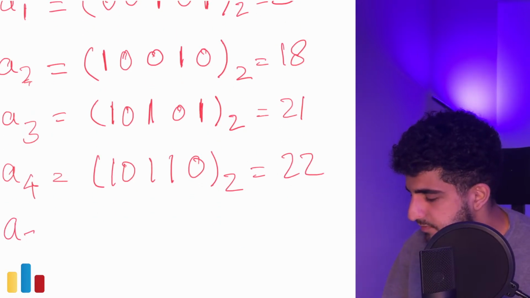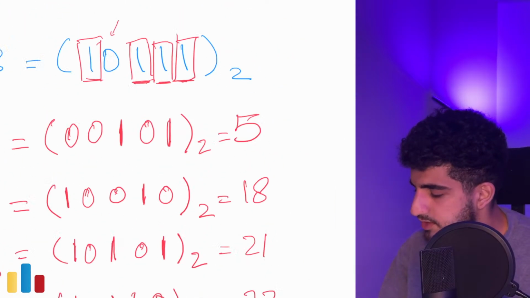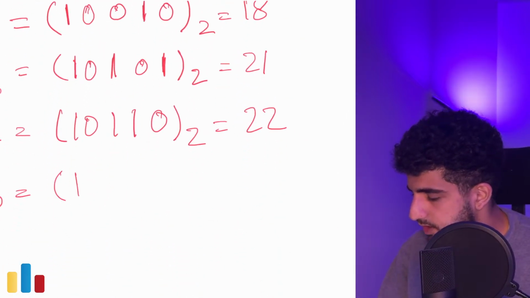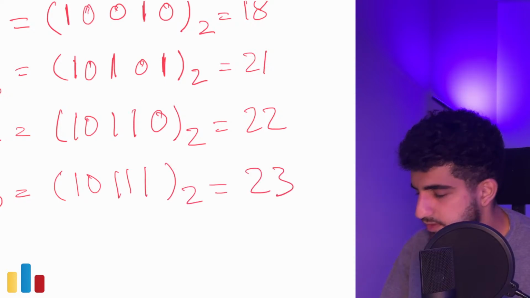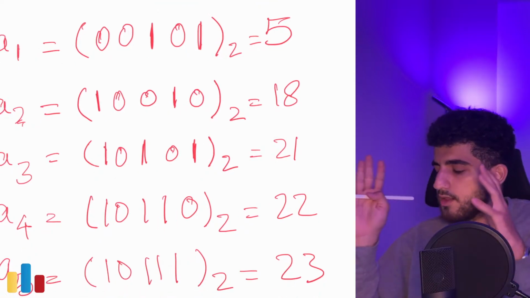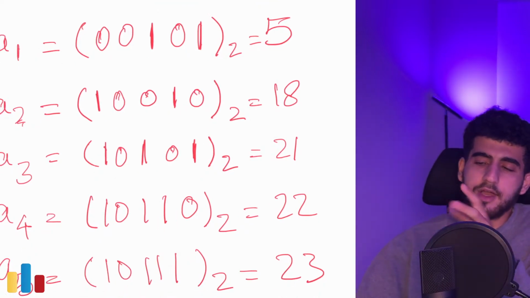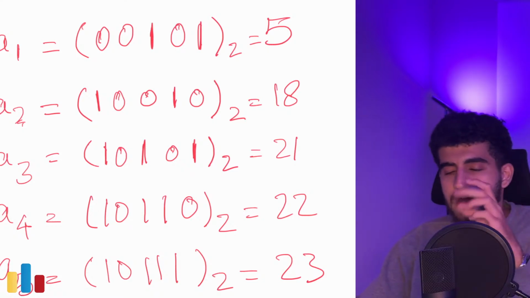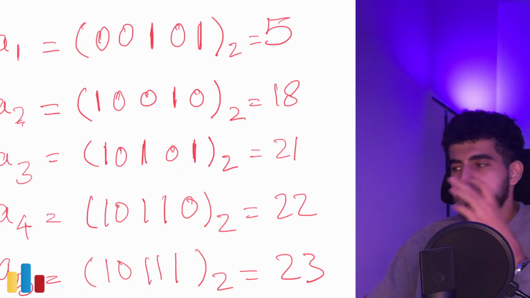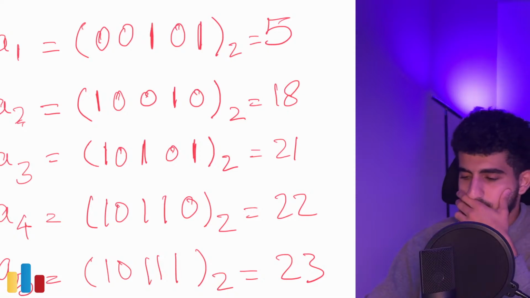And a sub 5 is going to be all these on digits. So it's going to be 23 itself. 1, 0, 1, 1, 1, which is 23. So basically, this way I'm writing all the numbers in a way that in a sub I, the first I minus 1 on bits are on, and the rest of them will alternatively be 0 and 1. Is it clear?